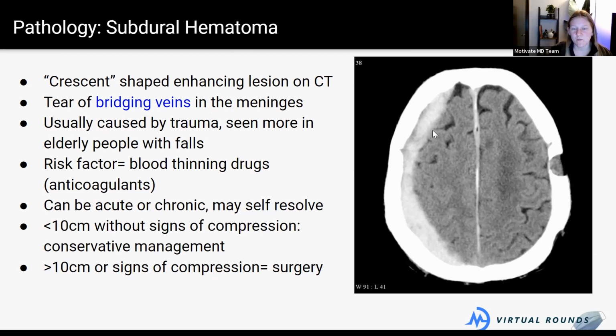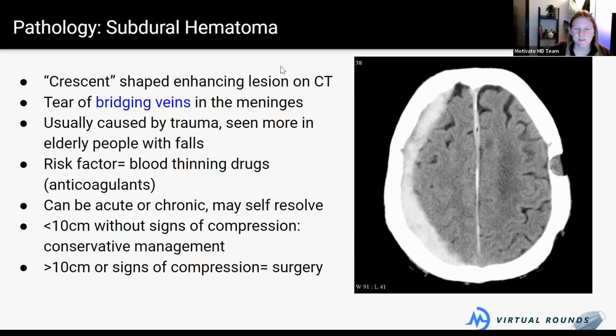Usually this is caused by trauma, but we see it a lot more in elderly people who have minor falls. It doesn't have to be an intense head trauma, it can just be something really minor. And especially older people who are on blood thinners and anticoagulants. That's going to be a big risk factor for this type of a brain bleed.